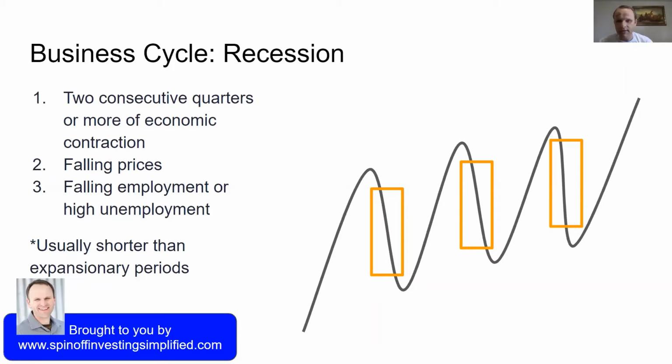That's not always the case. Sometimes recessions can be very long and they can turn into what we call depressions, even though we don't have a specific definition for a depression. And a recessionary period, however, will be characterized by all of these different things.